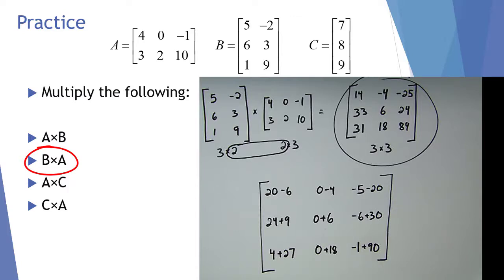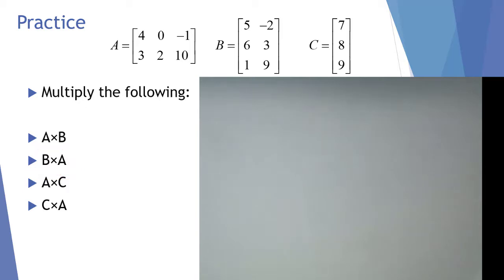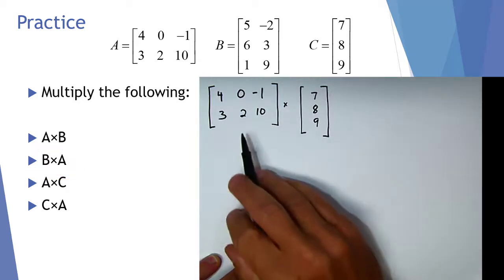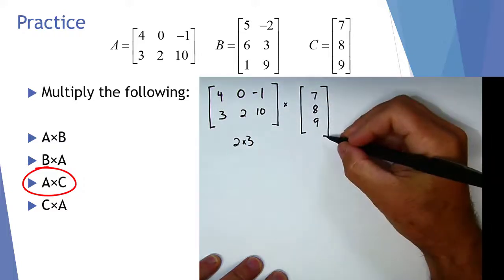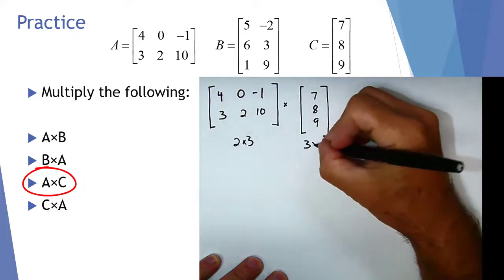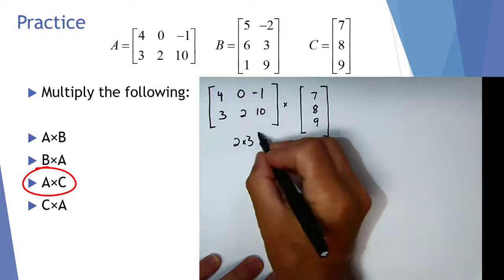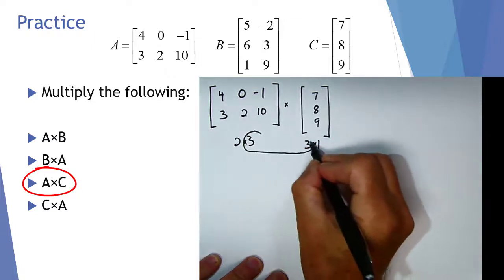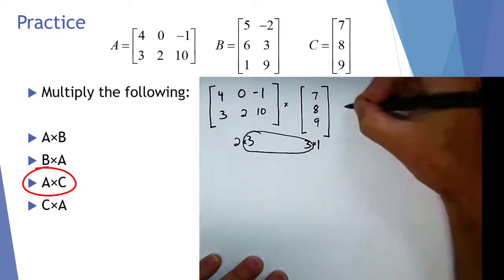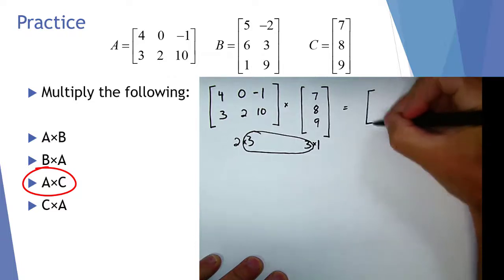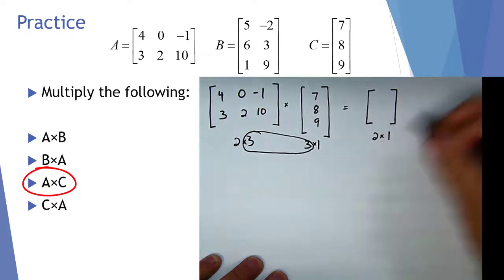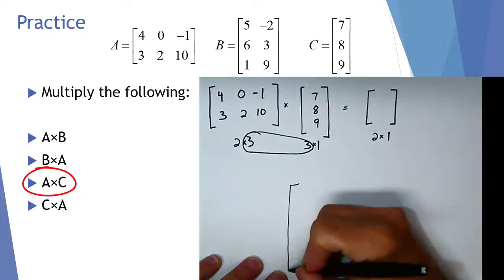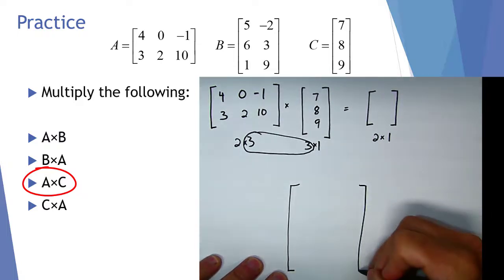Hopefully you got that. If not, make sure you find your error. Let's wrap this up. A times C, matrix A, which is 2 by 3. Multiply that by matrix C, which is 3 by 1. The middle numbers match, 3 and 3, and our result is going to be just 2 by 1. That's going to be a pretty small matrix, 2 rows and 1 column. So let's see how we get those values.